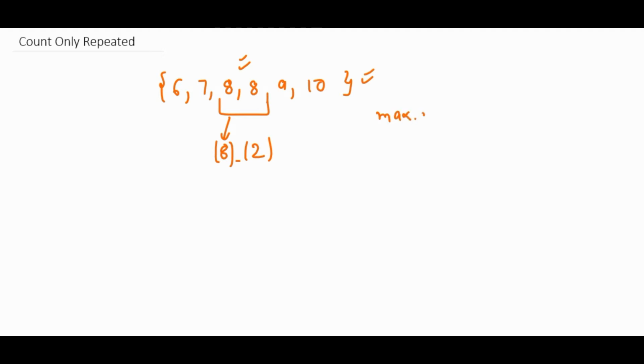Max difference will be 1 only, less than or equal to 1. And we have to find the first only repeated element in this array. So let's see different approaches for how we can solve this question.